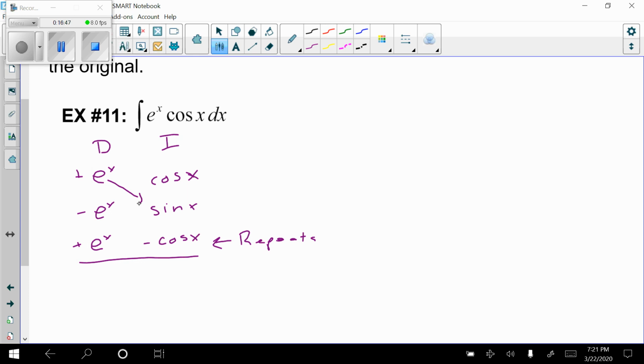So e to the x times sine of x, and let me take the original problem, the integral of e to the x cosine of x dx, and we're going to say it's going to be equal to e to the x times sine of x, and then we'll go do the next one. And so negative and negative will give me a positive, positive e to the x times the cosine of x.